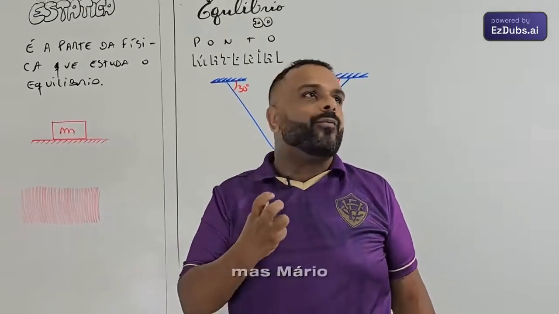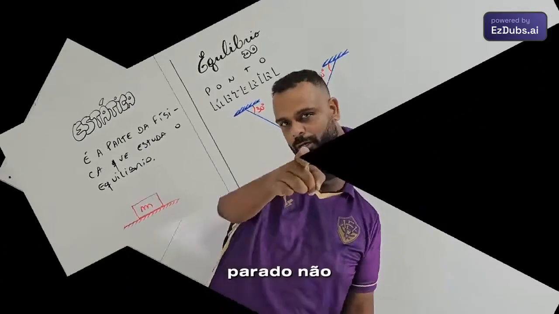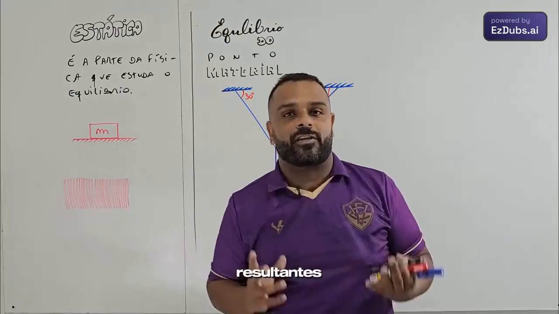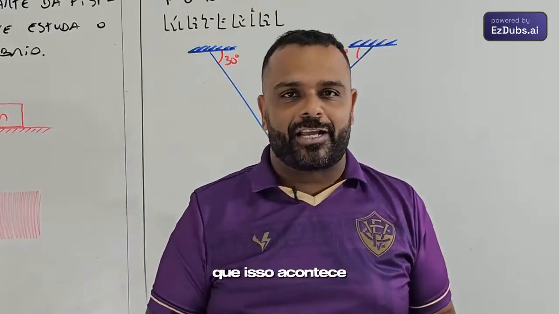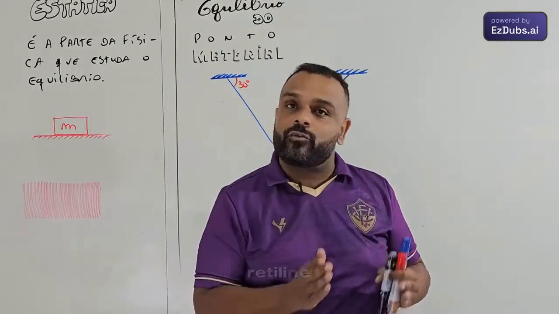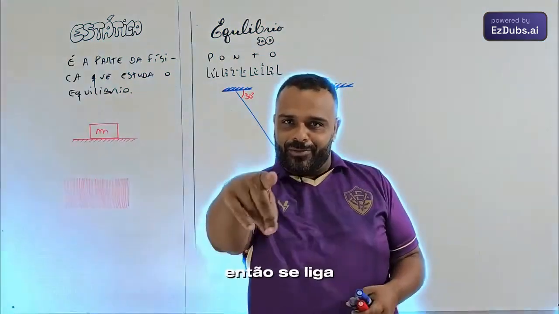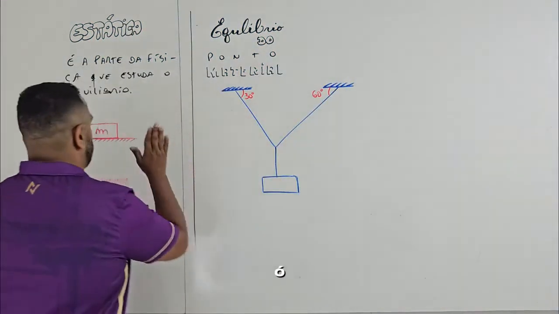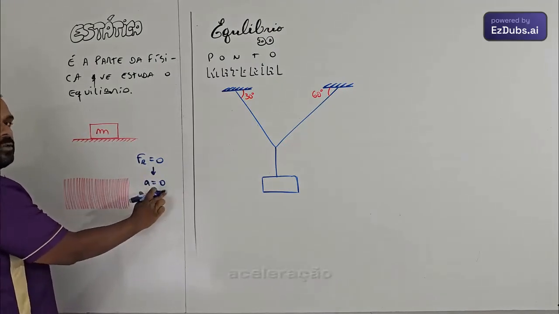But Mario, what do you mean? Does it necessarily have to be stopped? No. Necessarily, the resultant forces must be equal to zero. You have two cases from kinematics where this happens. It can happen in uniform rectilinear motion, but it can also happen at rest. Resultant force equal to zero, acceleration equal to zero.